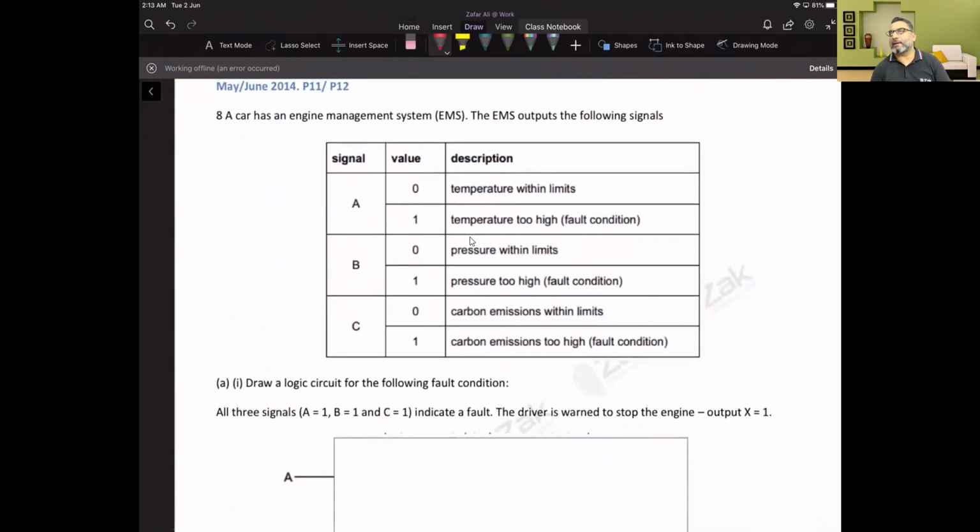Now this is the question I call real world scenarios. So such solutions would be required by you. So let's solve this question. A car has an engine management system, EMS. The EMS outputs the following signal. A is 0 when temperature is within limits. A is 1 when temperature is too high, that is a fault condition. And B is 0 when the pressure is within limits, and B is 1 if the pressure is too high. So A is related to temperature, B is related to pressure, and we can see that this is some sort of sensors output which is being used as A, B, and C over here. C is the carbon emission within limits, and carbon emission if they are too high, that is a fault condition.